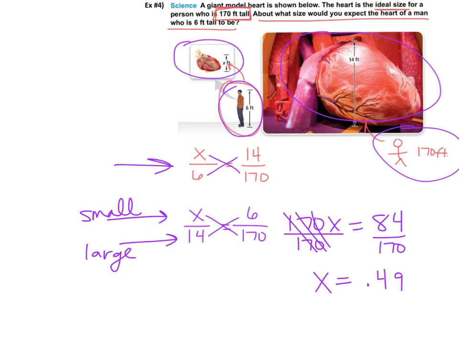Think about what that means, okay? 0.49 is in feet, right? Everything we did was in feet. So think about 0.49. That's close to what number? 50, close to 0.5, right? Close to a half. So that heart is about a half a foot, because we're in feet, right? So about 6 inches tall. So think about your heart, right? About 6 inches if you're a 6-foot man.